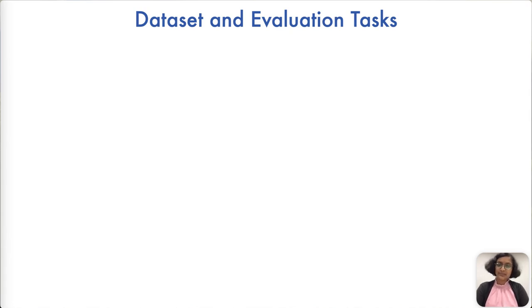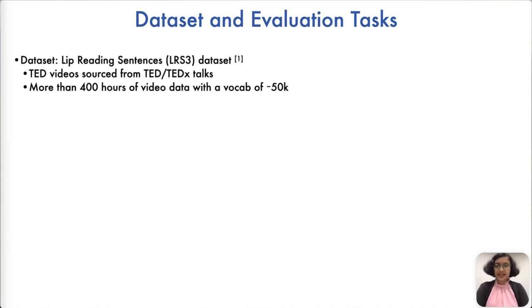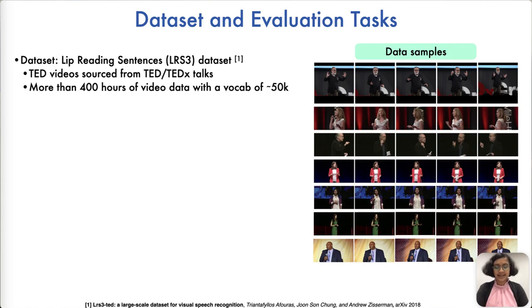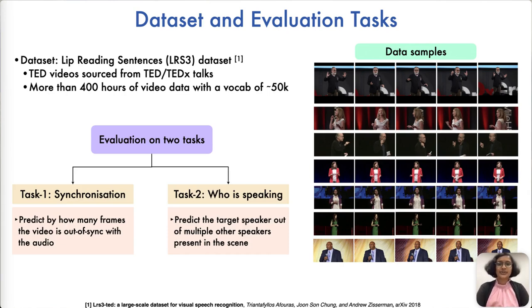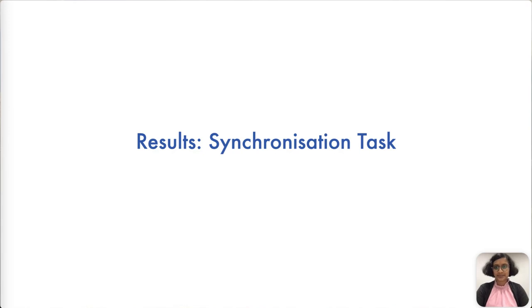To train and evaluate the performance of our network, we use the LRS3 dataset, which is a large-scale dataset of more than 400 hours of video data sourced from TED Talks. We consider two tasks for evaluation. The first one is the synchronization task, for which we have trained the model, and the second task is an application to determine who is speaking from a crowd. Note that we do not train or fine-tune our model for this task, but rather just use the synchronization scores to predict the active speaker.